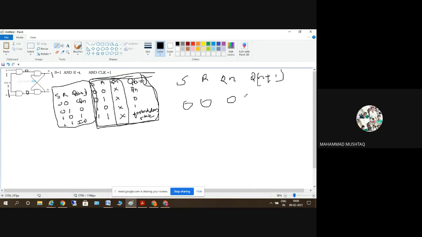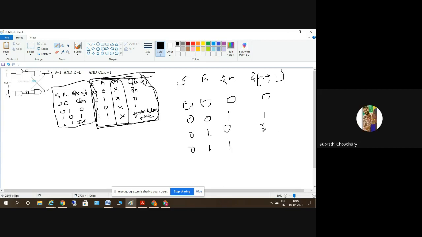Qn. What is the value of Qn I got? I'm elaborating this one. Instead of using don't care, I'll be using two cases here: don't care becomes 0 once and 1 once. When SR is equal to 0 0 and Q of n is 0, the output is 0. When SR is 0 0 and Q of n is 1, what is the value? It's a 1. Next, 0 1 0. What is the output? 0. Then 0 1 1.